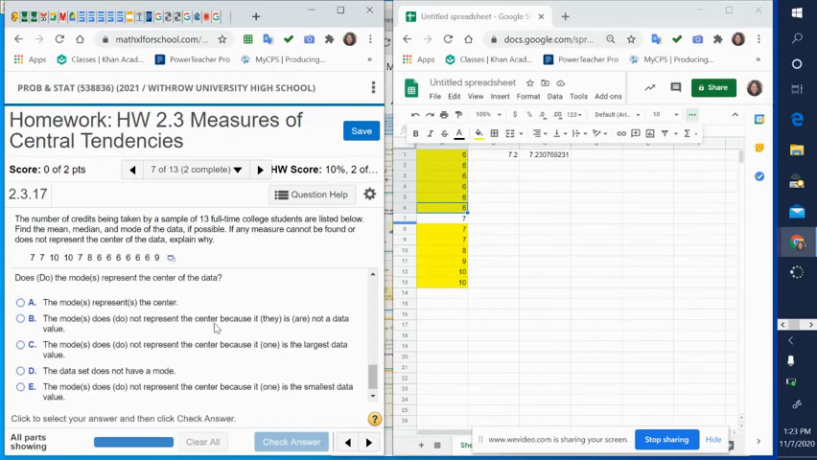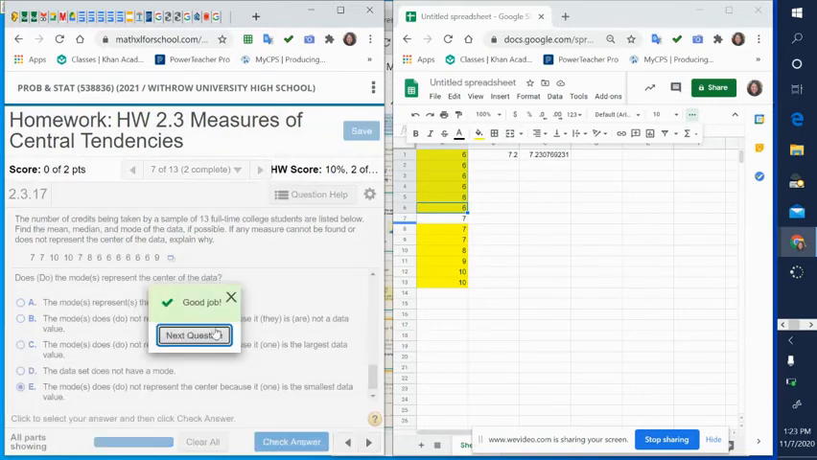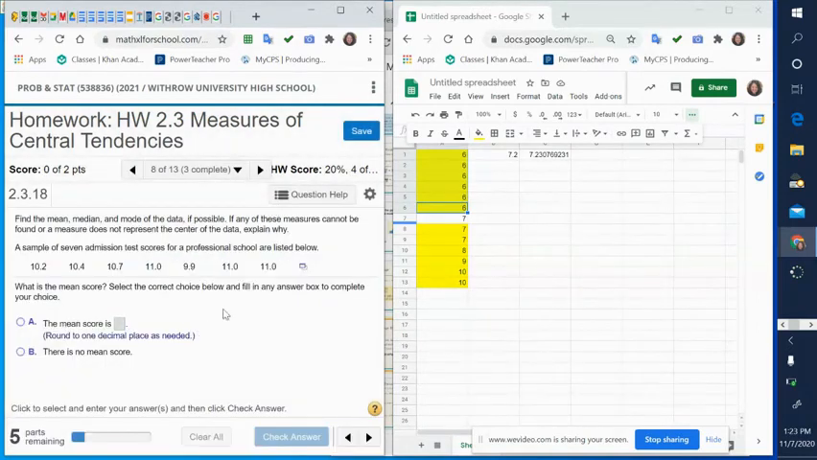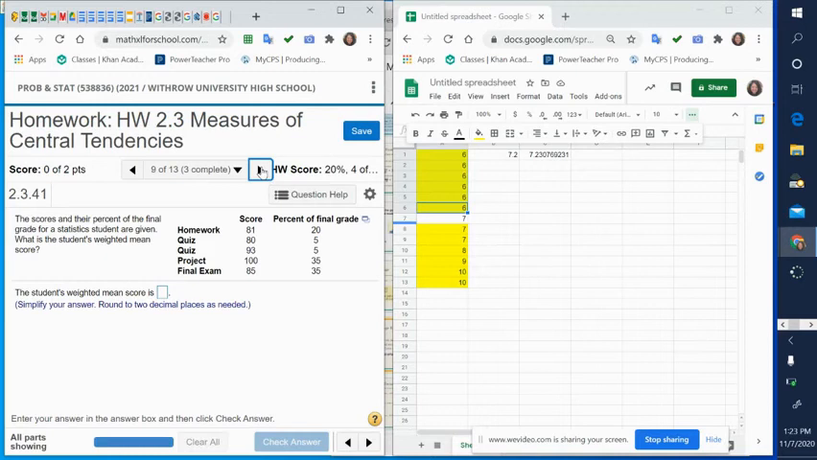The mode does not represent the center because they're not a diode. No, that's not true. The mode does not represent the center because it is the largest. Nope. The data does not have a mode. The mode does not represent because it's the smallest. Yeah, it's too small to be the middle. There we go. Easy peasy, right? You do it again, one of those other questions.